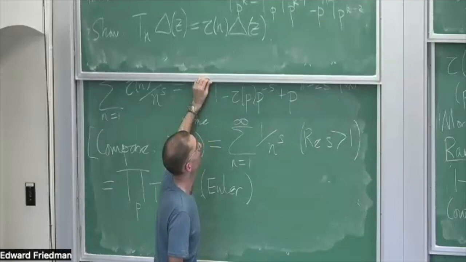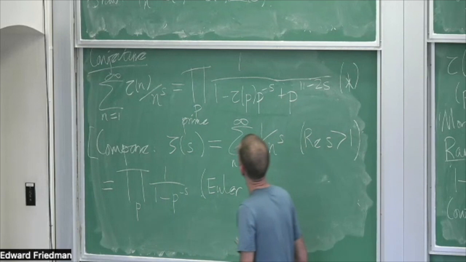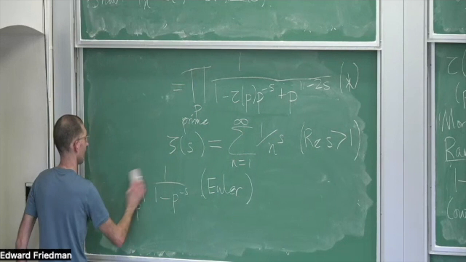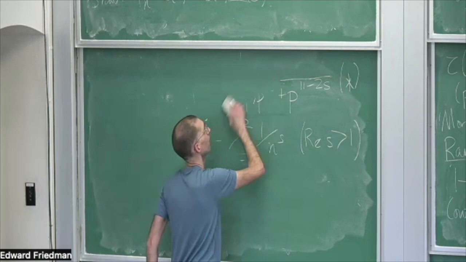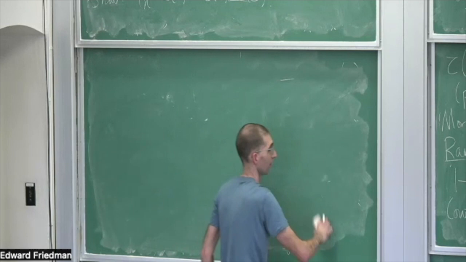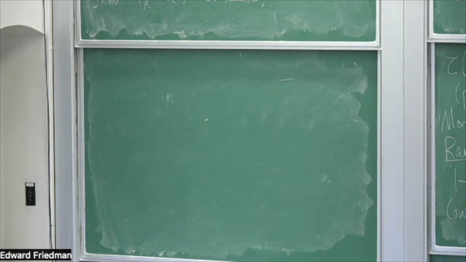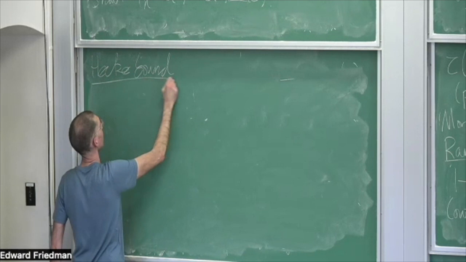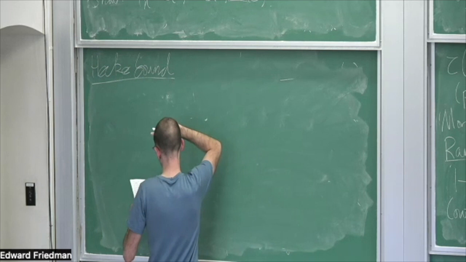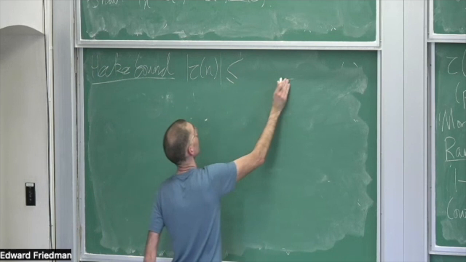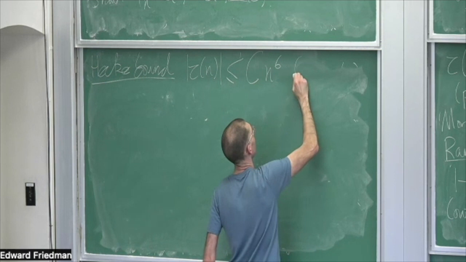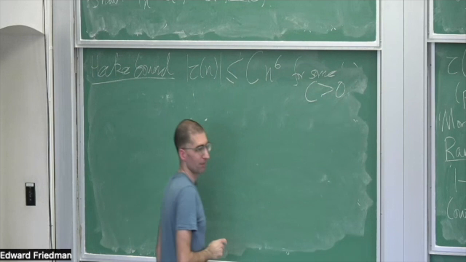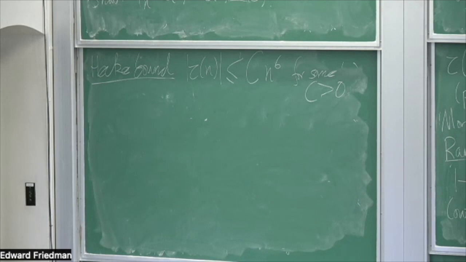Well, there's also another thing that Hecke did, which I think was already known in this delta case, but he did a general version of this. He proved something towards the actual conjecture. There's something called the Hecke bound, which applies for all n. He showed that |tau(n)| is at most some constant times n^6, for some constant c bigger than 0 independent of n. So of course, it's not the 11/2, but it's not so very far away.